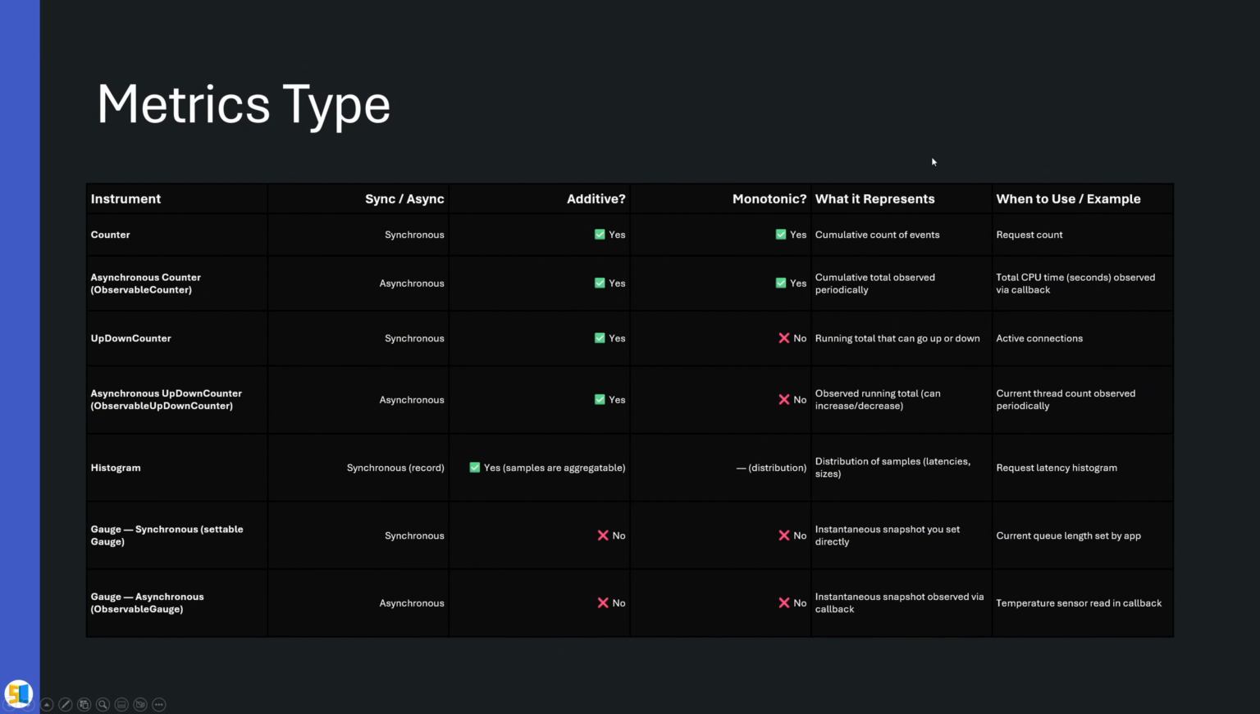So for example, counter, you can use it for cumulative counts of events. Asynchronous counter is a cumulative total observed periodically. And then you can also see when to use it, or an example. Let's say you can use counter for request count. You can use asynchronous counter for total CPU time observed via callback, and so on and so forth. So you can pause and see the metric types comparison that is supported by OpenTelemetry.